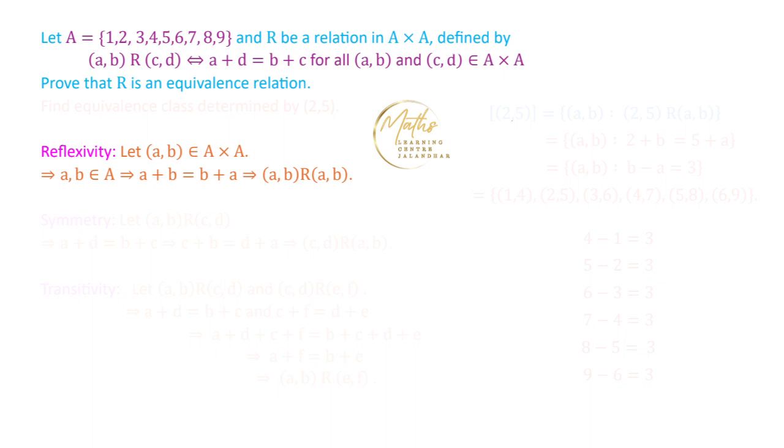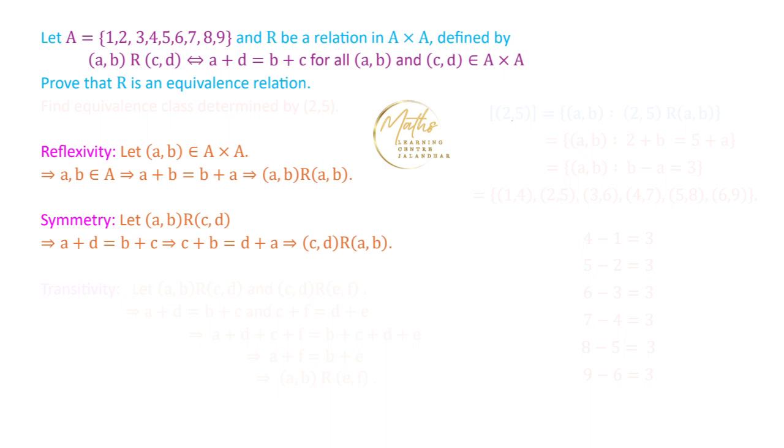Next we have to prove that this relation is symmetric. So we are considering that there are 2 elements (a, b) and (c, d) such that (a, b) is related to (c, d). By using the definition of this relation, we have a plus d is equal to b plus c. Now by commutative law, we have c plus b is equal to d plus a. Again, using the condition of this relation, this implies that (c, d) is related to (a, b). So we have proved that whenever (a, b) is related to (c, d), then (c, d) will be related to (a, b).